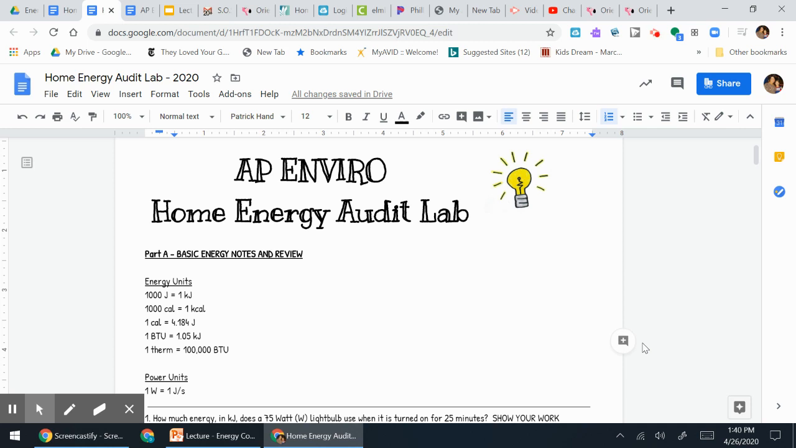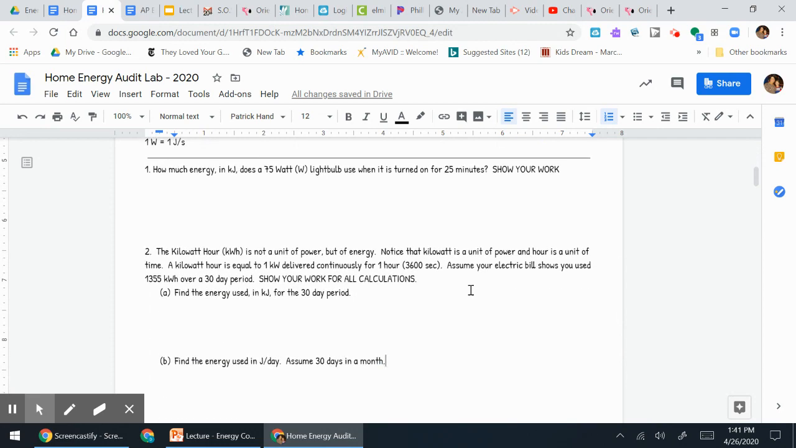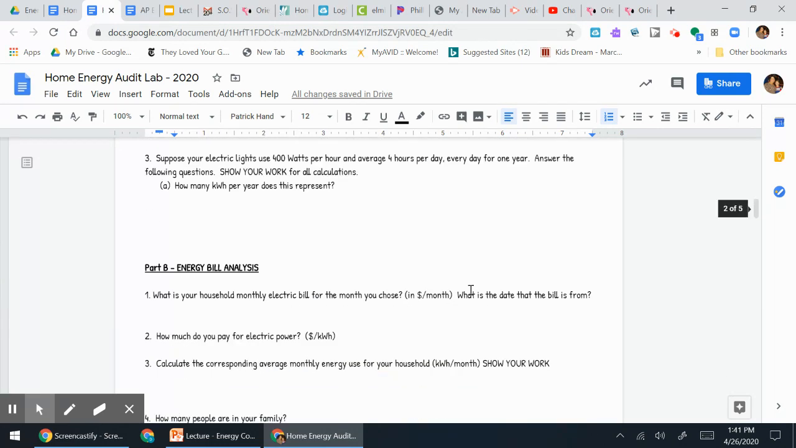Hey guys, so we are moving on to our home energy audit lab. Again, you're not going to see my face because we're going to do some math together. So this is the lab. We're going to do some more math to practice, and then you're going to do some evaluations of your own energy bill.